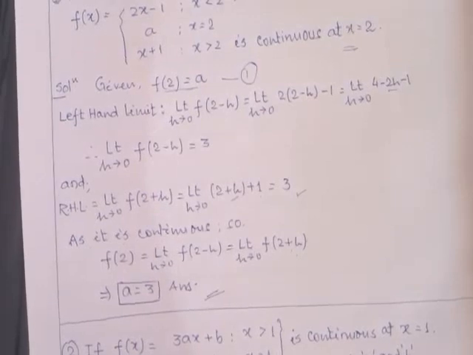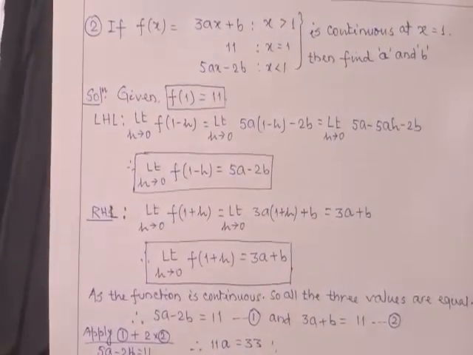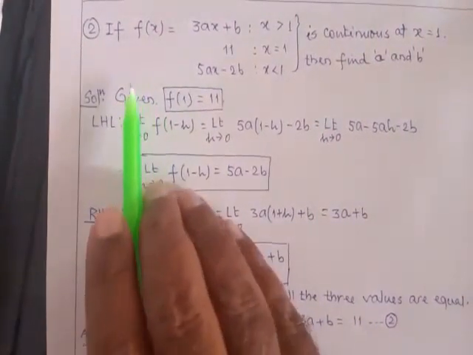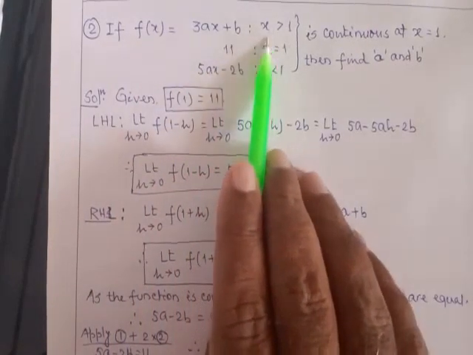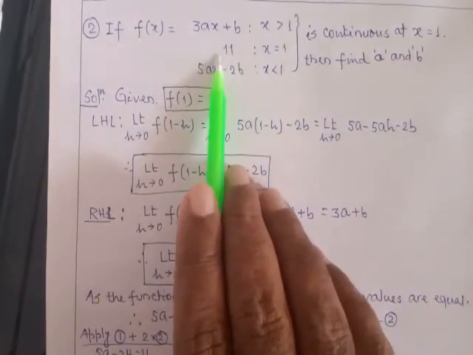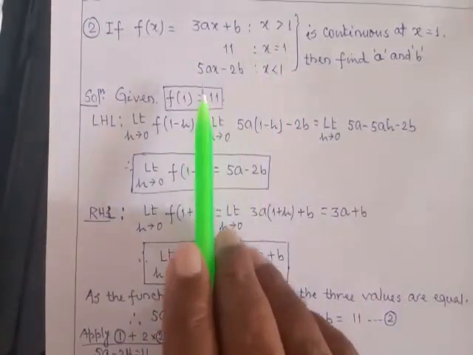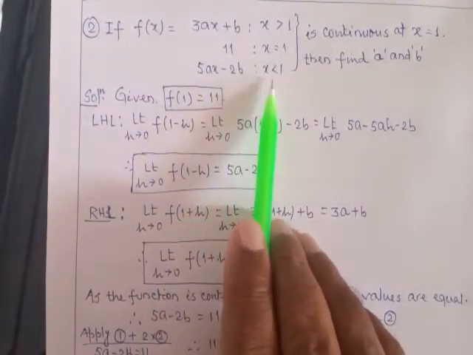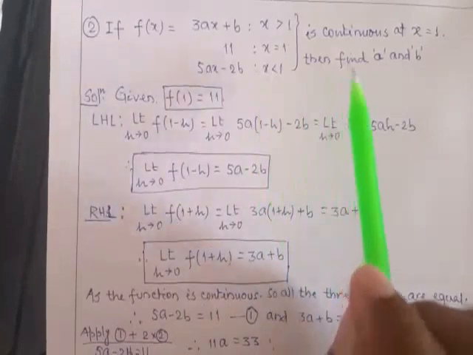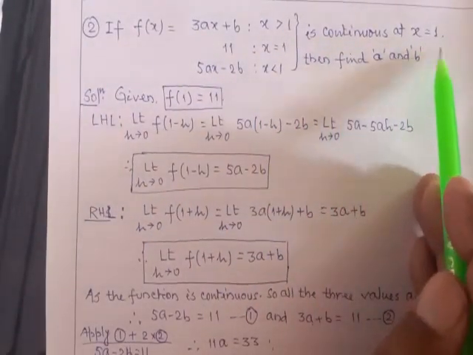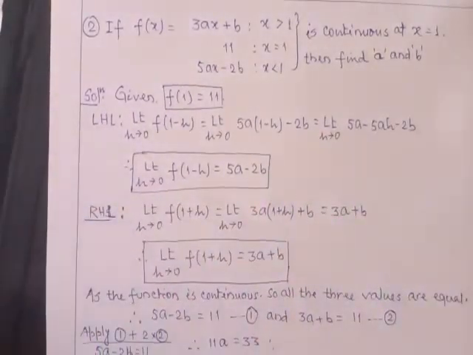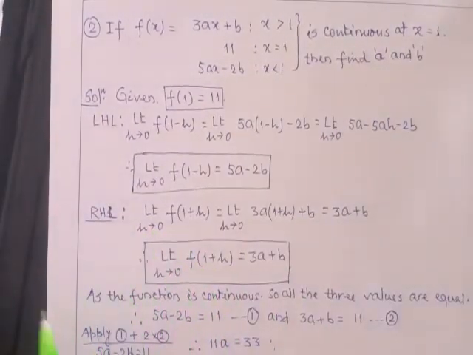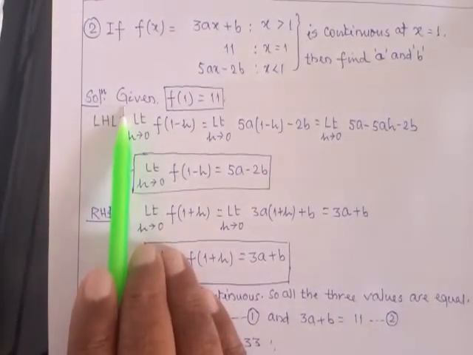So now see another question. If f(x) is equal to 3ax plus b when x is greater than 1, equal to 11 when x is equal to 1, and 5ax minus 2b when x is less than 1, is continuous at x equal to 1, then find the values of a and b. The process will be the same. You have to proceed with the same procedure. What is given? f(1) when x is equal to 1 is 11. So first it is given.